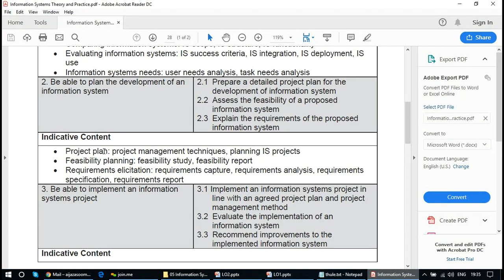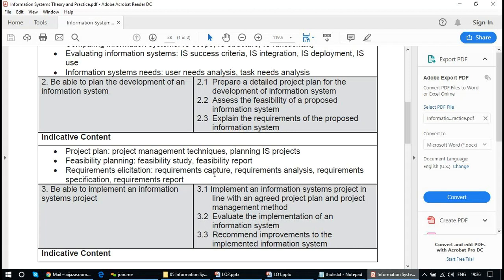You should have a project plan which needs to be carried out using project management techniques and planning information system projects. The project plan should be carried out following the feasibility study. And then you should be able to do well at requirements elicitation. The elicitation is basically the extraction of the requirements.